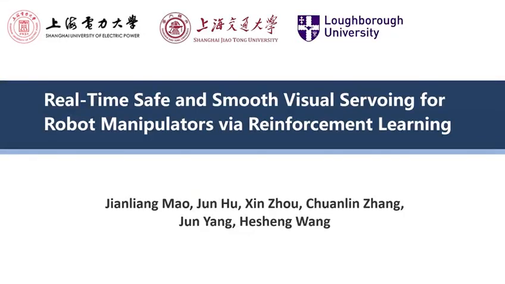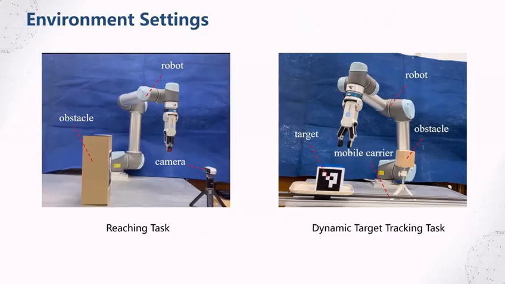In this video, we will introduce real-time safe and smooth visual servoing for robot manipulators via reinforcement learning. The two pictures above show the environment settings of our two cases this time. The picture on the left is the reaching task environment, which includes a robot, a RealSense camera, and obstacles.